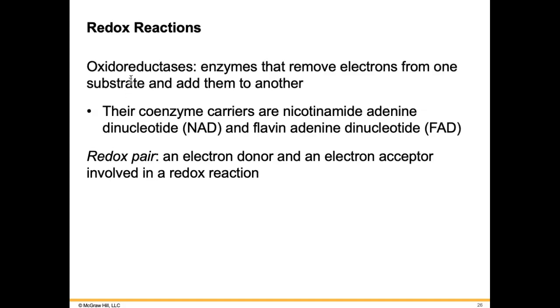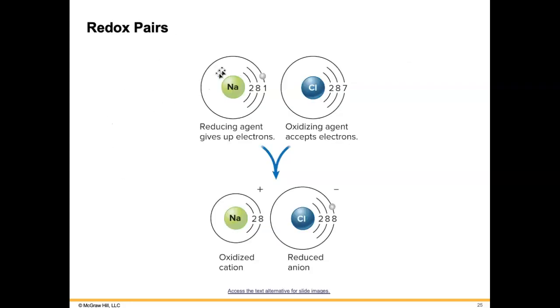All right, so when we talk about, I'm going to skip over some of this, so don't get too excited. It's there for your reference if it comes up on the Smart Book or the homework, but I try to keep this really simple. So a redox pair is an electron donor and an electron acceptor involved in a redox reaction. So it's basically both parties in the reaction.